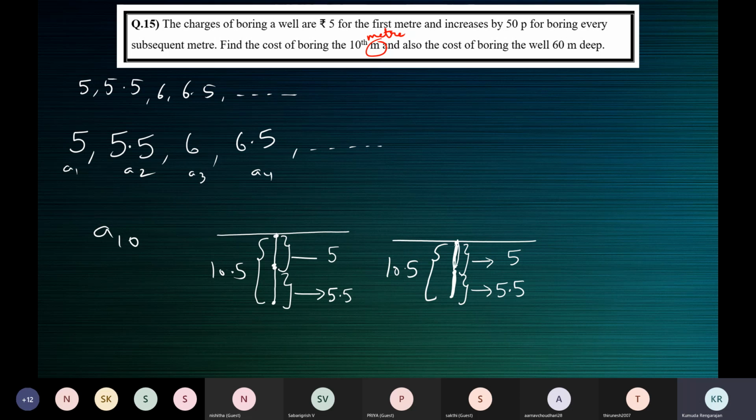For the second meter, A2. For the third meter, A3. For the fourth meter, A4. For the 60th meter, A60. You should add all this. All this you will be paying for boring a 60 meters deep well. So it is A1 plus A2 plus A3 plus A4 plus A5 till A60. So S60 is the cost of boring the well 60 meters deep. We have to find A10 and S60.